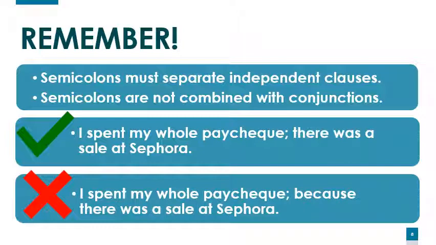An incorrect sentence would be, I spent my whole paycheck; because there was a sale at Sephora. This is incorrect because we are using a conjunction that we don't need, and it also makes the second part of the sentence not an independent clause. Because there was a sale at Sephora cannot stand on its own as an independent clause, and therefore it cannot grammatically correctly be used with a semicolon. So again, the easiest way to fix this problem would be to either eliminate the semicolon and just have the word because as our transition word, or to eliminate the word because and just have the semicolon as in our correct example.